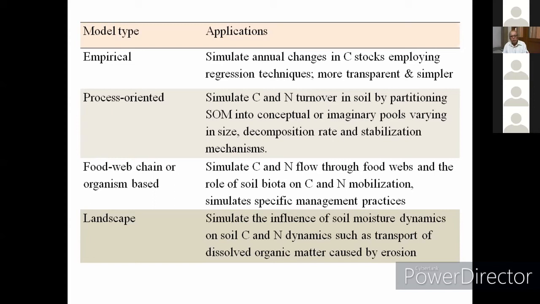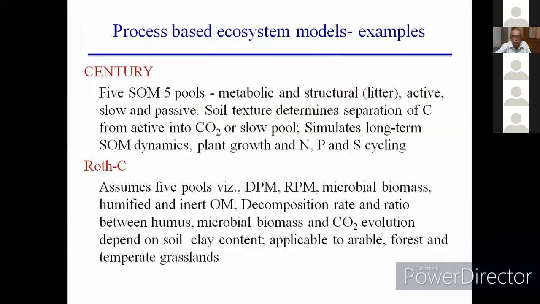Then the fourth category is the landscape models, which are now very commonly being advocated and used. They involve models which simulate moisture dynamics, and the moisture dynamics ultimately affect carbon and nitrogen dynamics. They are more involved with the transport of nutrients, transport of carbon, nitrogen, dissolved organic matter, and all of those which control the different processes. It's beyond the scope of this lecture to discuss all these, but for those who are interested, I'll give a reference later so they can study these.